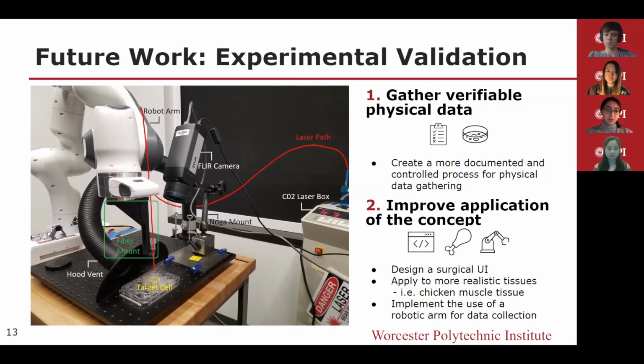In the future, work can be done to use the same setup and create a more documented process for collecting more experimental data for verification. To improve the application of this idea, there's a need for a surgical UI, use of more realistic tissue samples, and use of the robotic arm for automation of data collection.